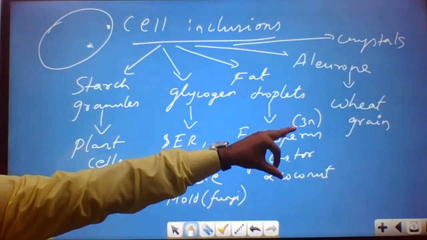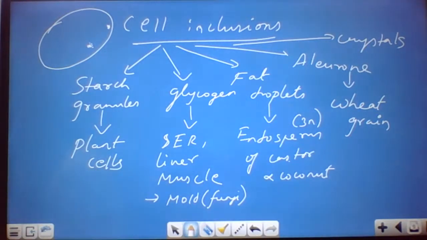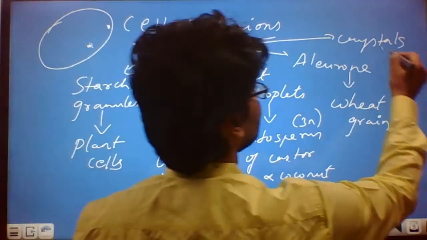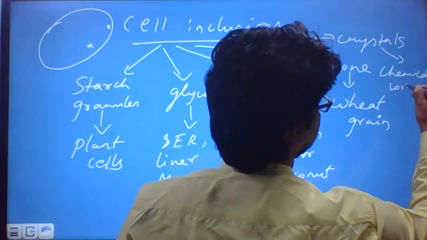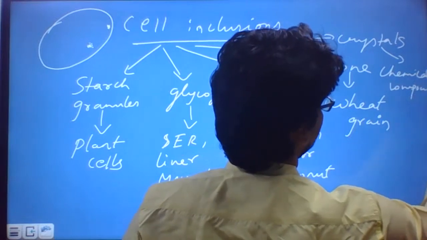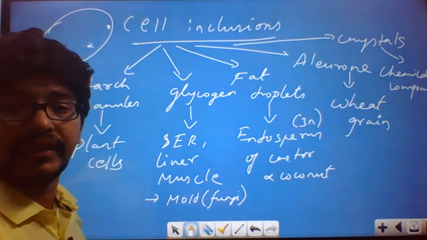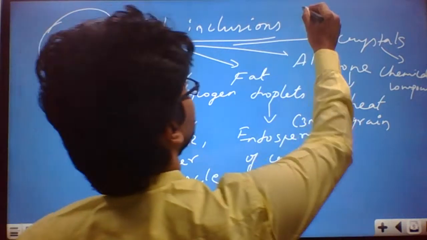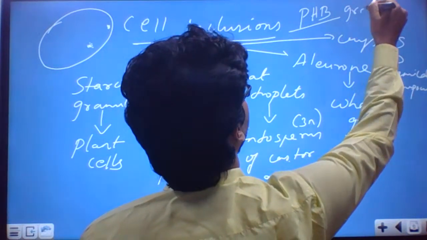In aleurone you could see the wheat grains, this type of thing, and kind of like crystals. There are certain chemical compounds, like oxalate, which you could see. Even chemicals can act as inclusions. In one place they mention PHP granules. I don't know how many of you have heard about it. They call it polyhydroxy butyrate. These PHP granules are also a type of granules.